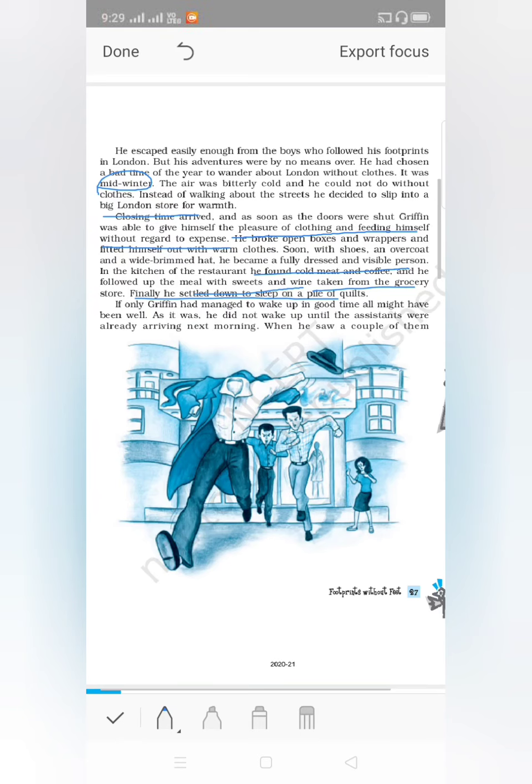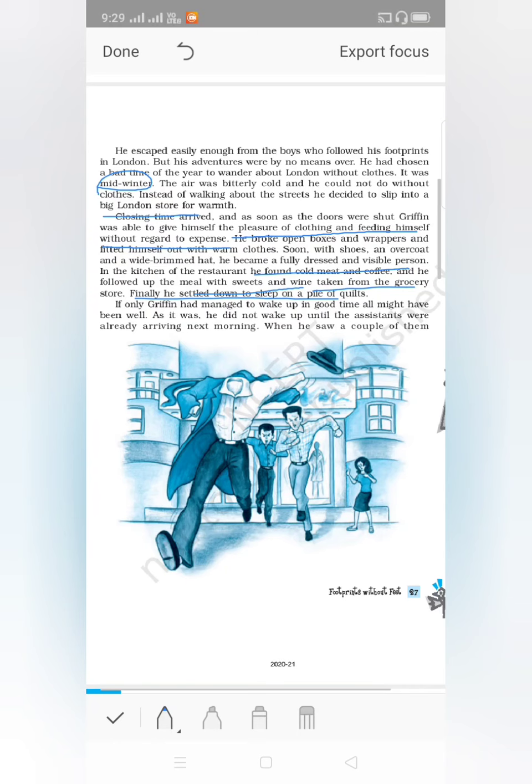So, he slept until the next morning when the assistants came and started approaching him. He became nervous and started running away.